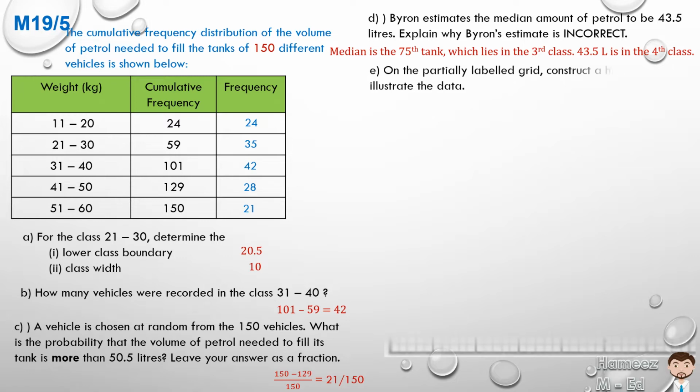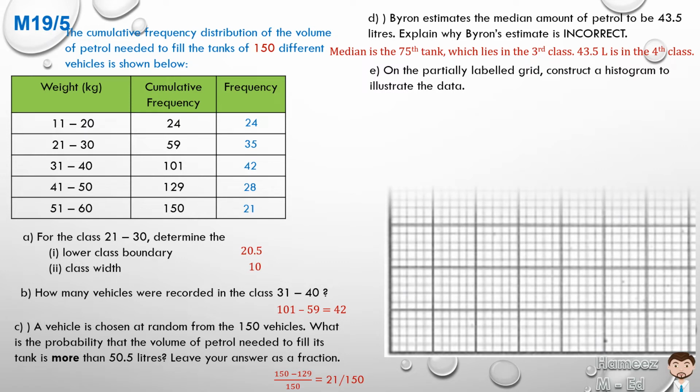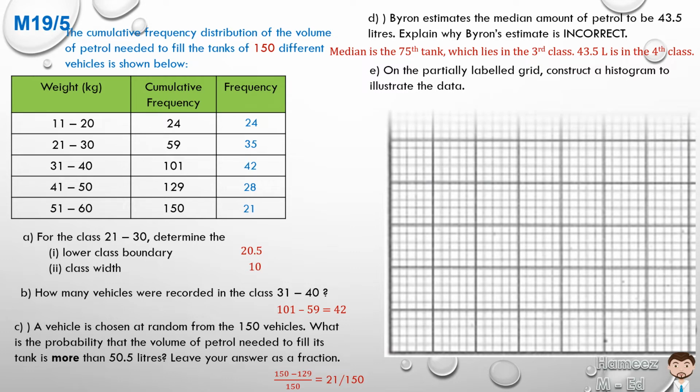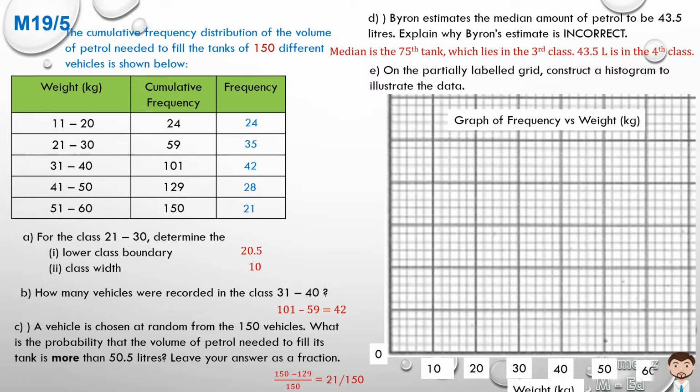And in the last part of the question, on the partially labeled grid, construct a histogram to illustrate the data. So, as usual, we'll be plotting a graph of frequency versus weight in kilograms. Weight being our x-axis, and since I'm labeling across, I've moved 0, 10, 20 up to 60, right? As my 2 centimeter columns, I have enough space for that. And going upwards, following their format, 0, 10, 20 up to 40 will be our frequency.